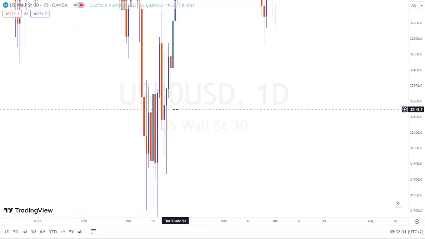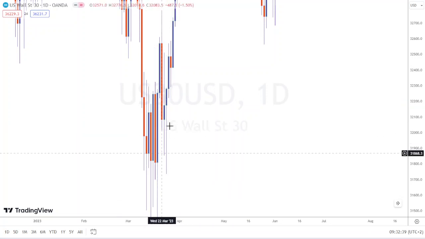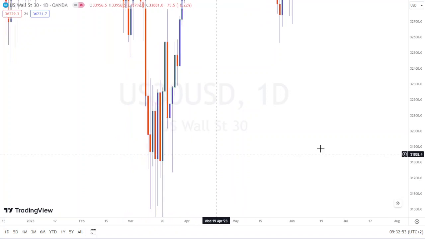What are the big boys doing? You can see here they were hunting stops right here. A lot of stops were hunted at the start of this day, or even during the day. But at the end of the day, after hunting the stops, they decided this is the real direction of the market. We are going higher. That's how you read individual candlesticks, guys.